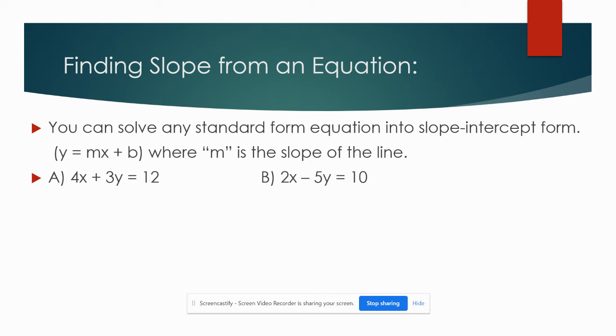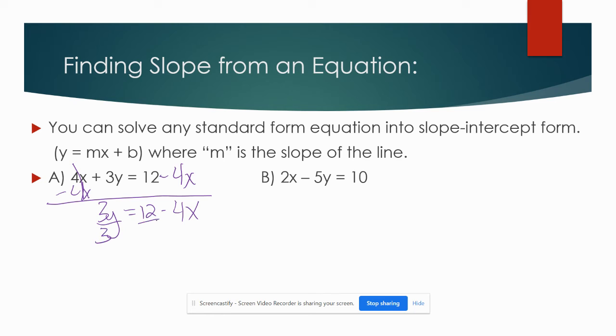You can solve any standard form equation into slope-intercept form. Y equals mx plus b, where m is the slope of the line. So we were practicing that a little bit earlier, but let's try it again. We subtract the x. So we have 3y is 12 minus 4x.